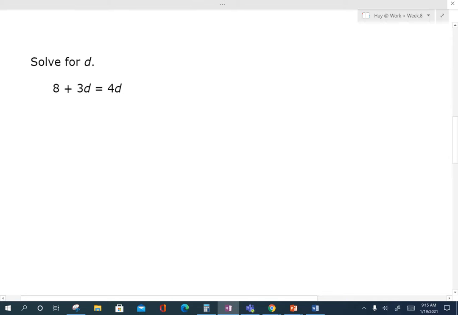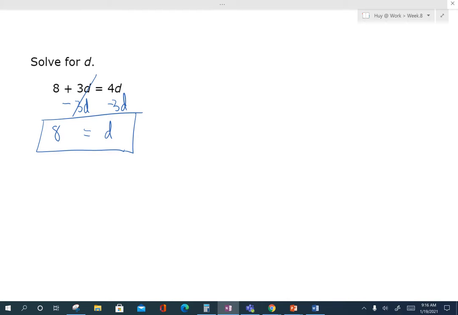Right. So in this example, I'm going to move the 3d's over, because these d's are already isolated on the right side by itself. So I'm going to combine the d's. So 3d minus 3d cancels out. 4d minus 3d is a positive 1d. All right, so 8 equals d, or d equals 8.